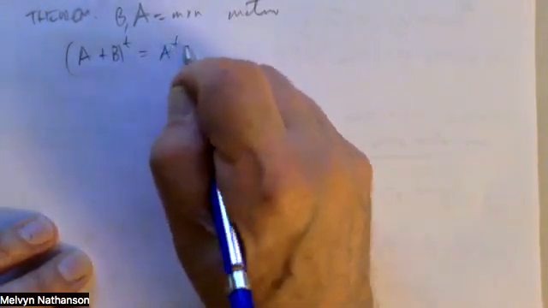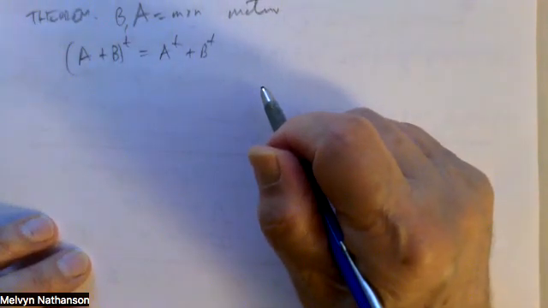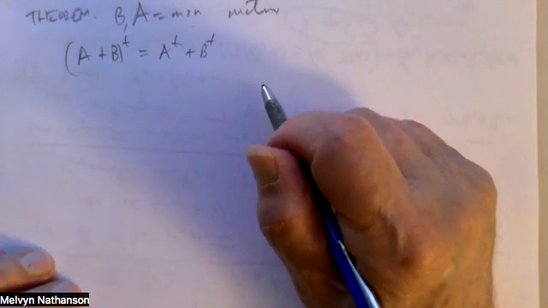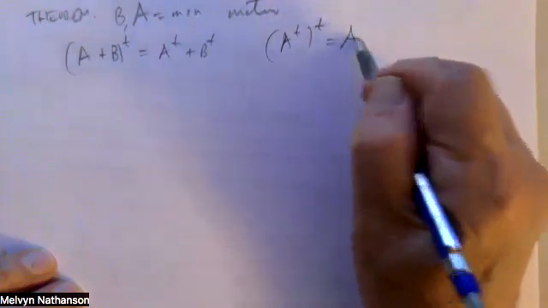Let's say A is an m by n matrix, and B is an m by n matrix. So if I take A plus B, they have the same shape, so I can add them. The transpose of A plus B is A transpose plus B transpose. The transpose of the transpose is the original matrix.